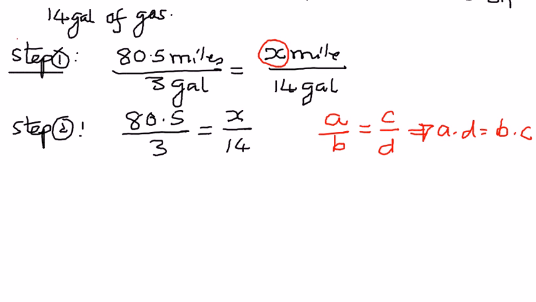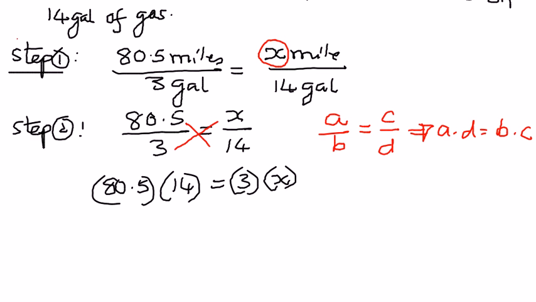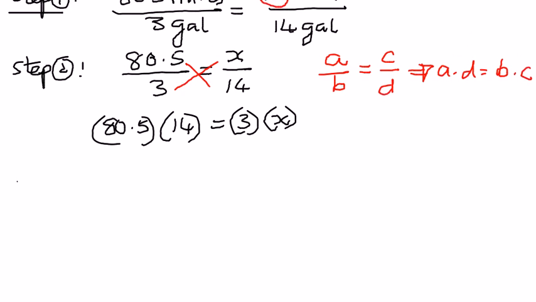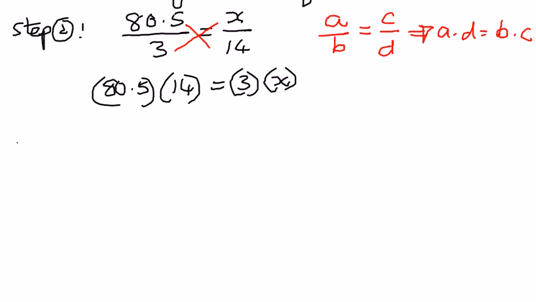We can use this proportions rule to find the value of x in our case. So let's cross multiply this: 80.5 times 14 and then 3 times x. Therefore, 80.5 times 14 is equal to 3 times x. We want to find the value of x, so we divide by 3 on both sides. And when we do that, this is how it's going to look.